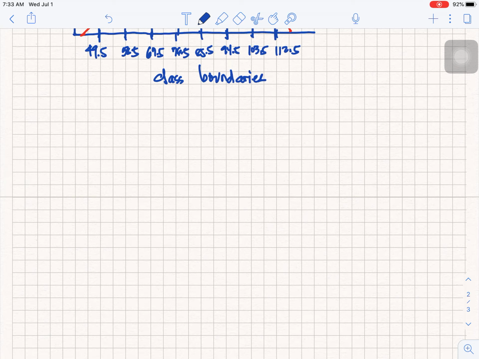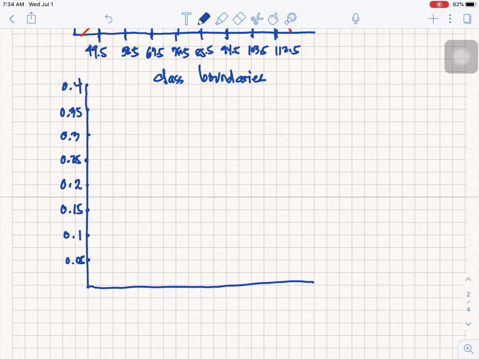So we have here, let's say this is 0.05, then 0.1, 0.15, 0.2, 0.25, 0.3, 0.35, 0.4. Okay, so we have it here. And then again, for the class boundaries, this is the relative frequency.